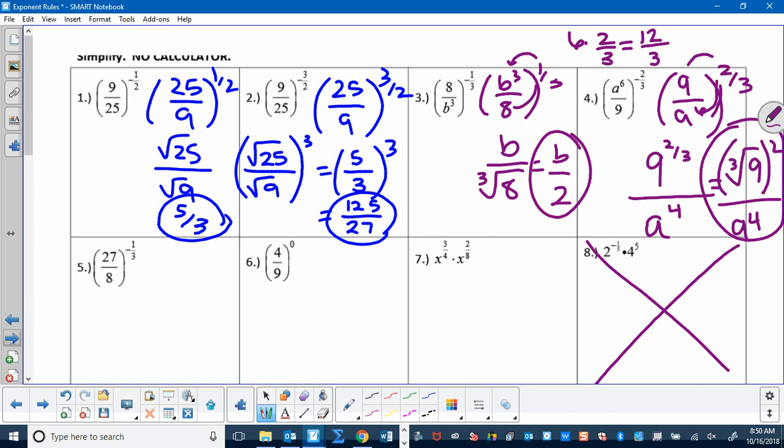Can you leave it as 9 to the 2/3 power? You have to write it out just because, well, you can check in your head. If you know there's no cube root of 9, you can just stop right there. But you do have to check, make sure.